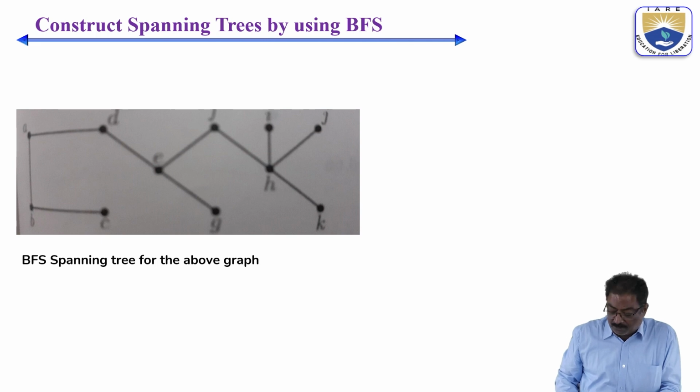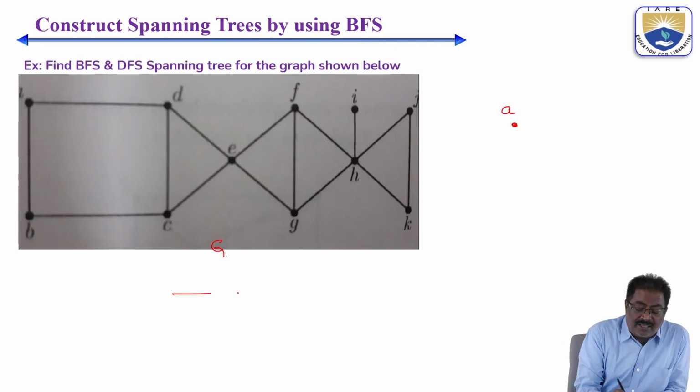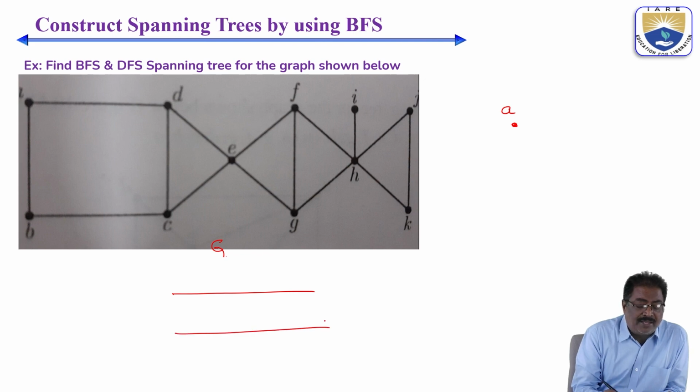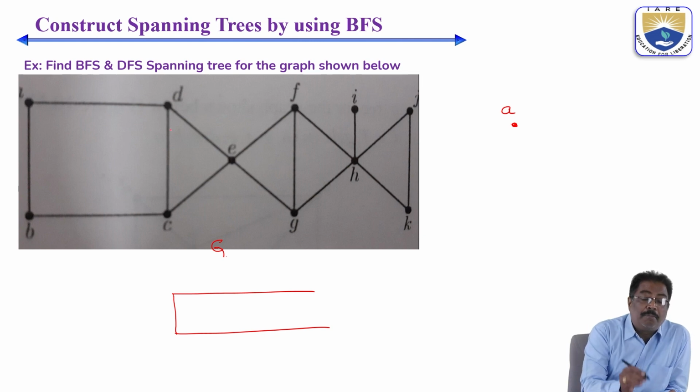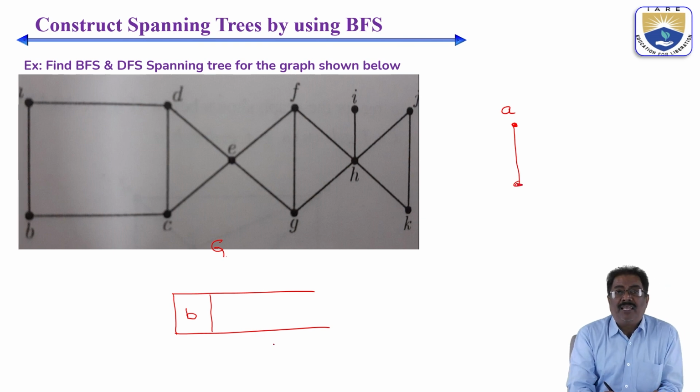We are going to proceed with BFS, let us say. In the queue, make vertex A visited, then the remaining are B and D. So first of all, we are going to take B as the visited node, and we are going to keep it in the queue.